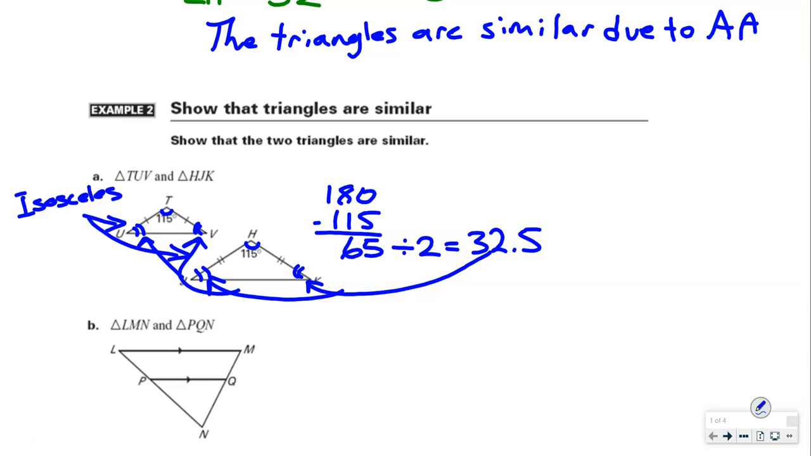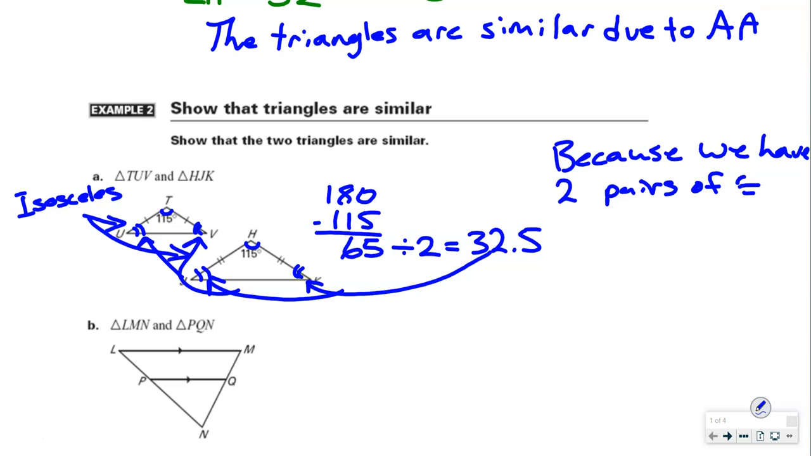Each of them, 32.5 degrees. So because we have two pairs of congruent angles, the triangles are congruent by AA. The triangles, sorry, are similar. I think I said congruent. Triangles are similar by AA.